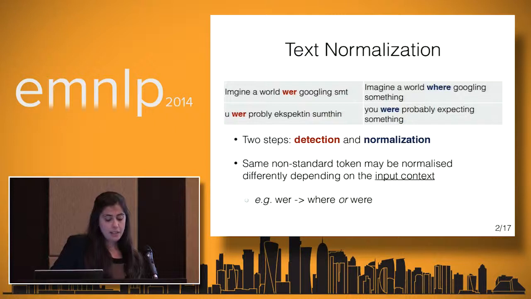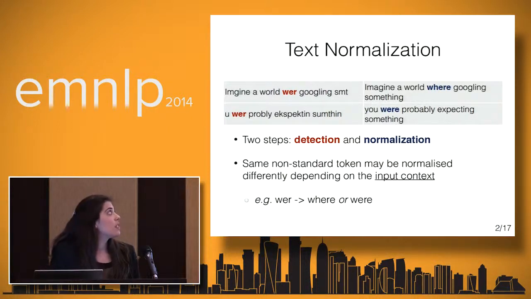One other aspect in normalization is that ill-formed words may have different canonical forms depending on the input text. For example, here, the word WER is normalized as "were" in the first sentence, whereas it's normalized as "where" in the second.